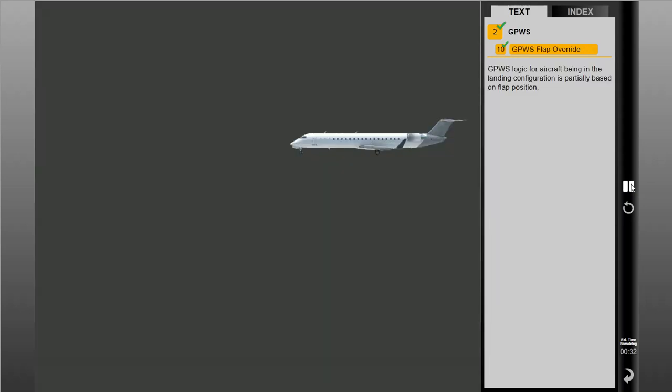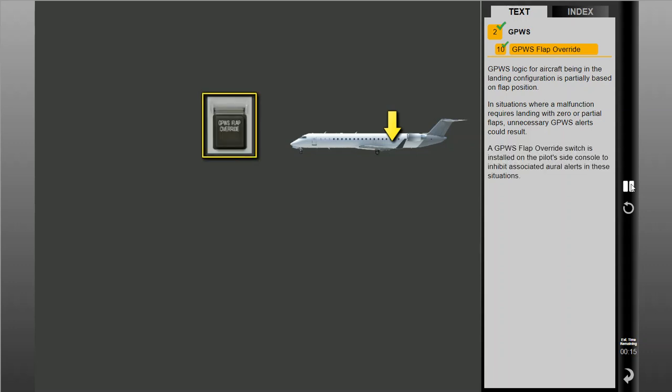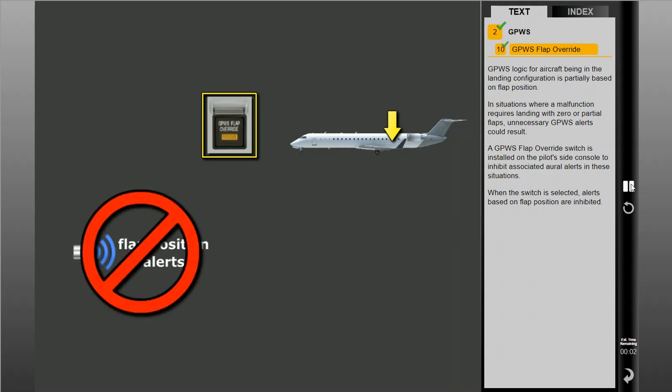GPWS logic for aircraft being in the landing configuration is partially based on flap position. In situations where a malfunction requires landing with zero or partial flaps, unnecessary GPWS alerts could result. A GPWS flap override switch is installed on the pilot side console to inhibit associated aural alerts in these situations. When the switch is selected, alerts based on flap position are inhibited.